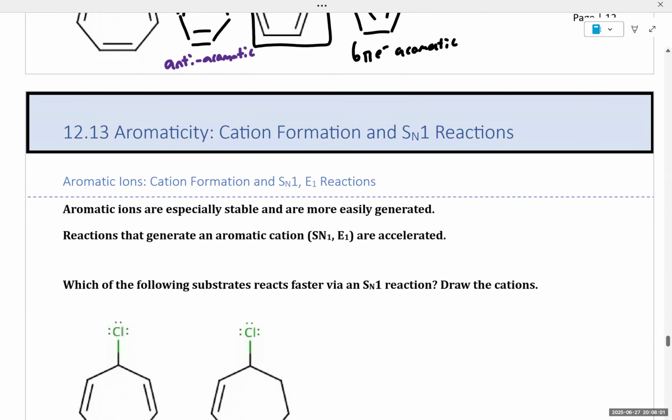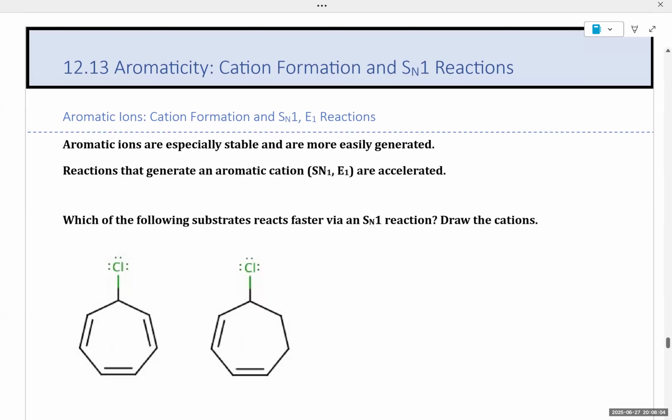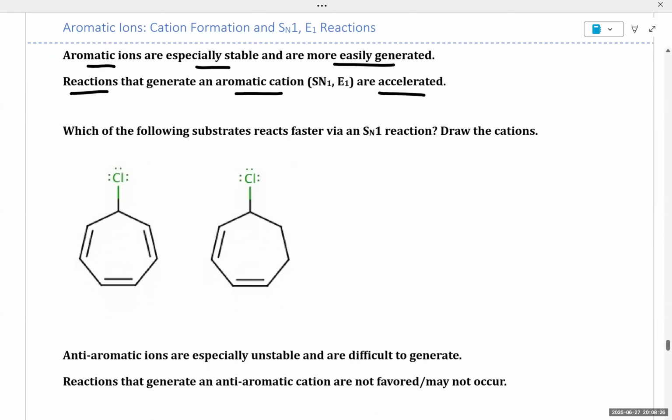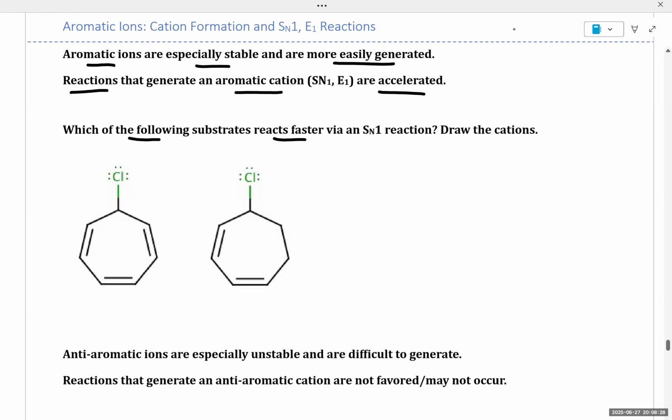Okay, let's talk about another factor and another consideration. When we talk about aromaticity, aromatic ion formation can play a role in specific SN1 and E1 reactions. So because aromatic ions are especially stable and are more easily generated, reactions that generate an aromatic cation are accelerated. So for example, if we're looking at which of the following substrates reacts faster via an SN1 reaction, if we take a look at each of these two cations, so I'm going to label these options A and B.